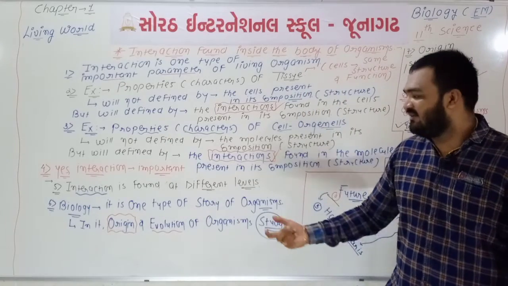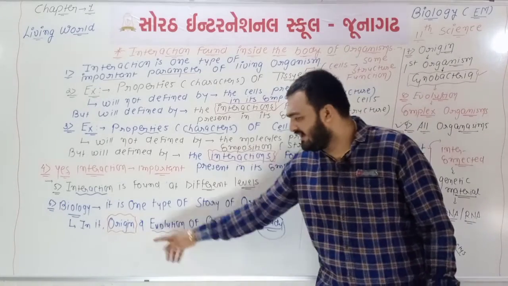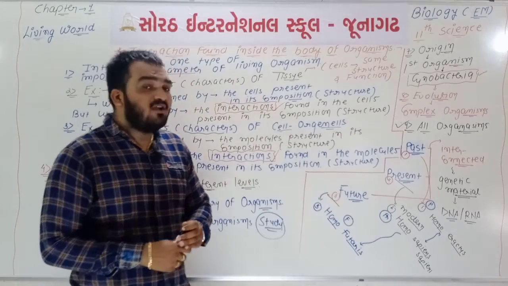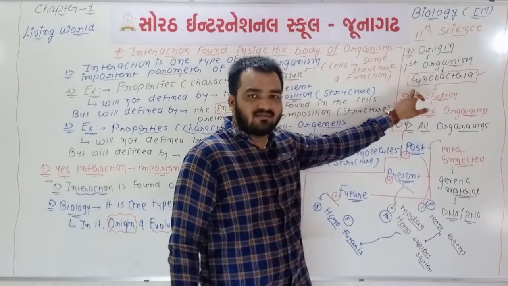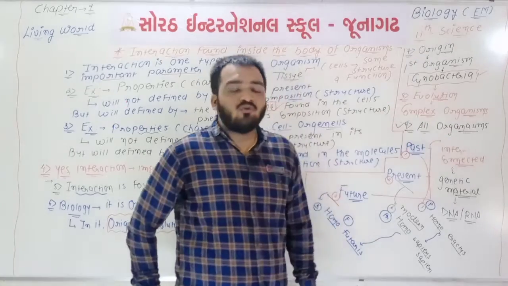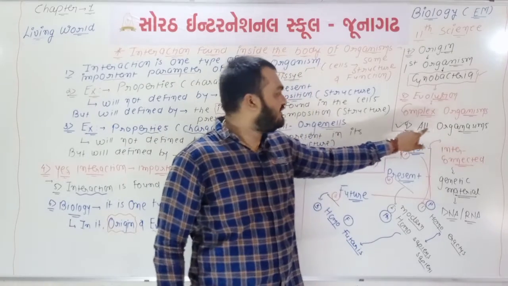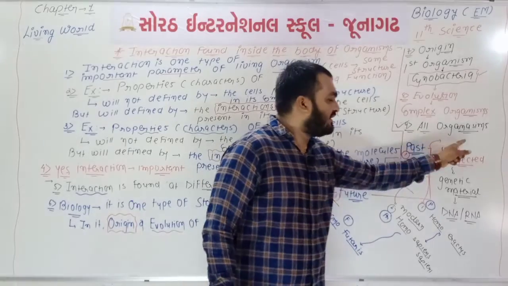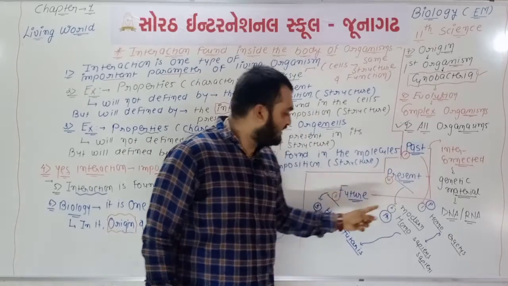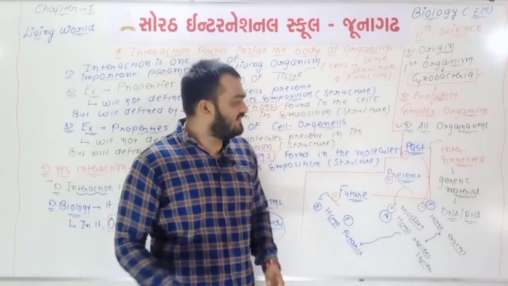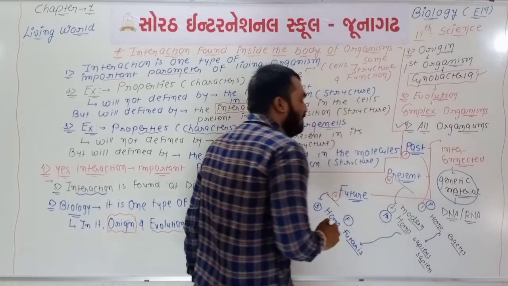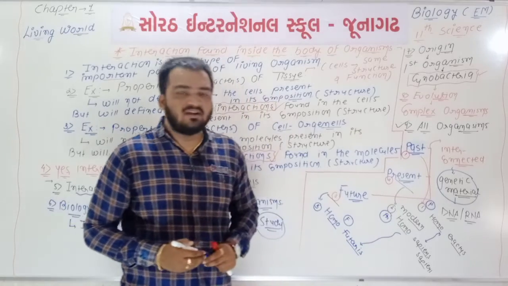Biology is one type of story of organisms. In this story we are going to learn about the origin and evolution of different types of organisms. Origin means the first living organisms were cyanobacteria, and after evolution different types of complex organisms were formed. Point number 9 is very important: all organisms are interconnected with each other. It means the past, present and future of all organisms are interconnected with the help of genetic material, which will be either DNA or RNA.